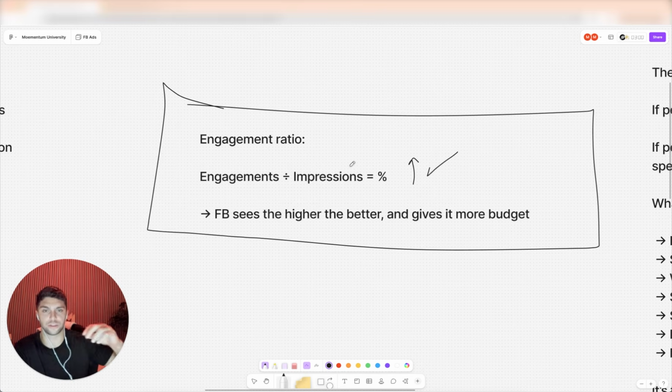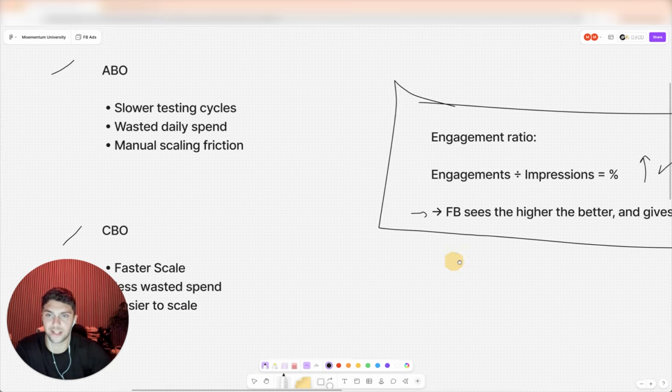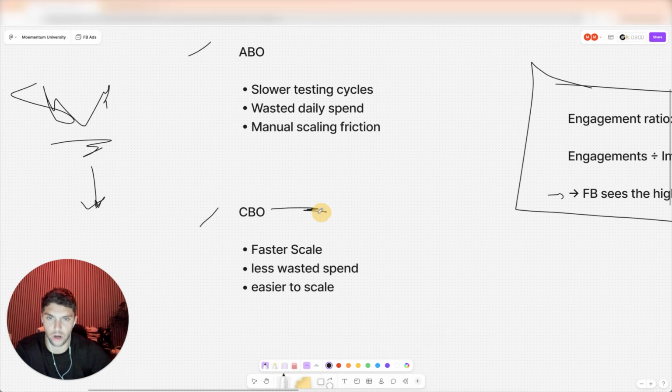That just means if you send it across 1,000 people, if 1,000 people saw your ad, how many of those people clicked, commented, read, viewed your whole video? The better these metrics are, Facebook sees that and it will give it more budget, and that's simply how it works here, specifically on the CBOs.